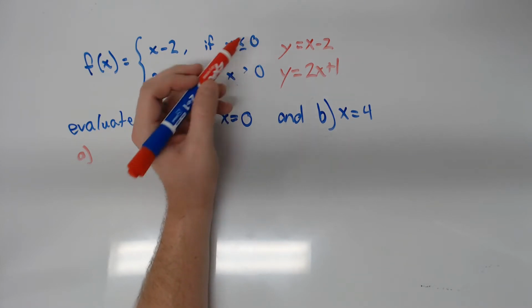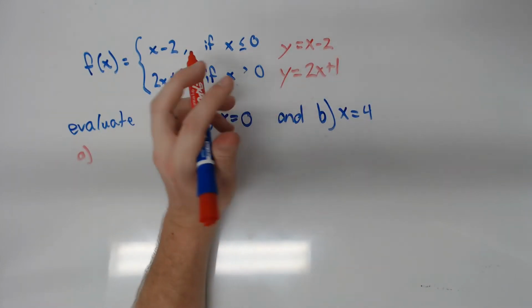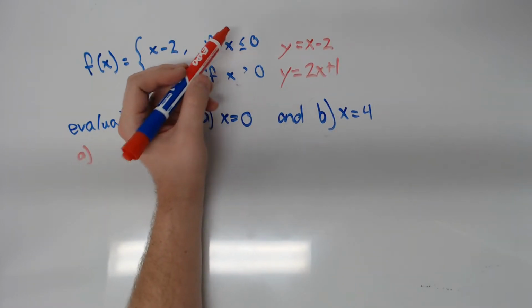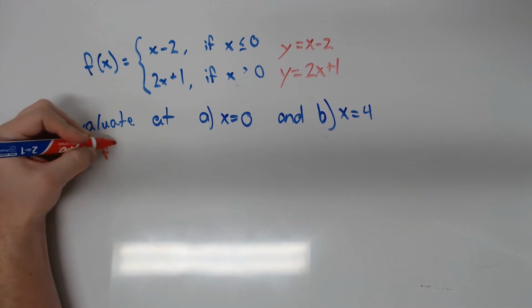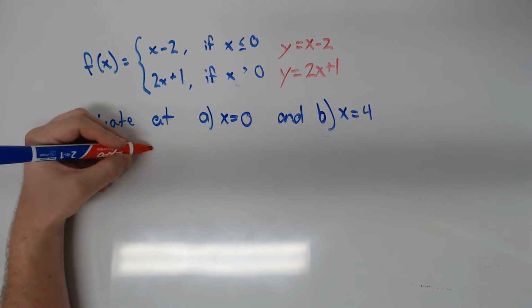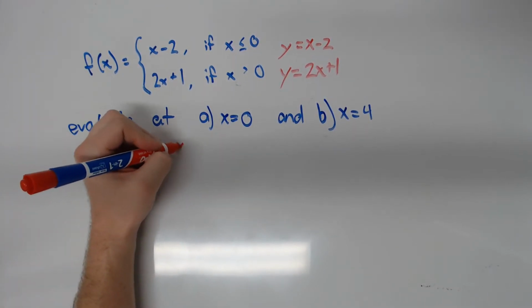So for letter A, which one of these accepts 0 in its domain? Well, 0 is the comparison point, but the top one has the or equal to sign. So we're going to use the first equation. f of 0 uses x minus 2.